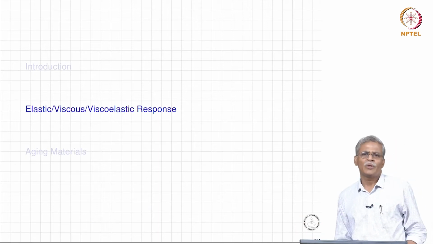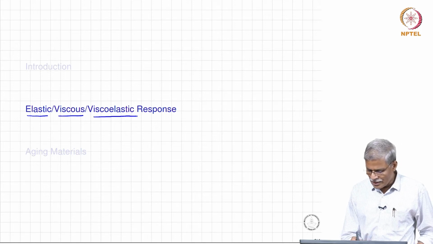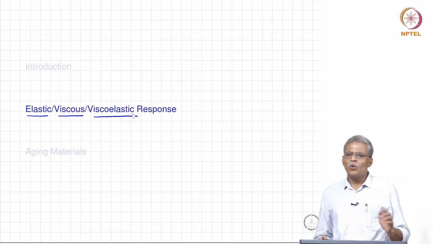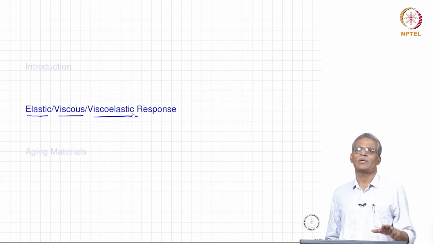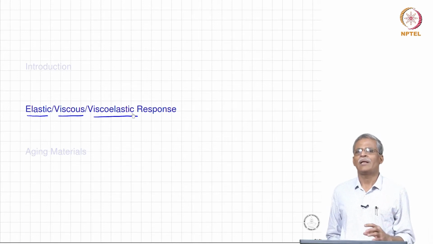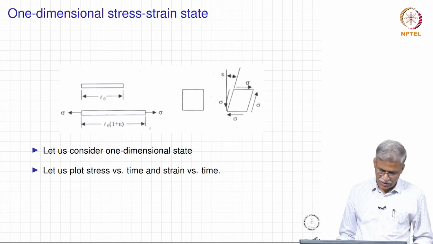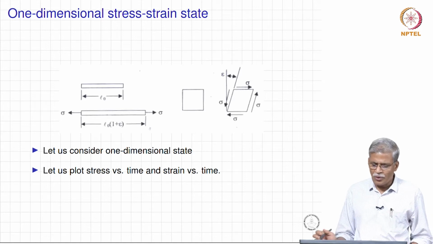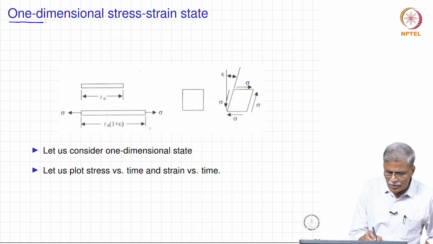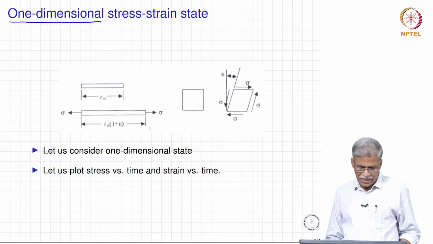So, now what we are going to do is look at what is elastic response, what is viscous response and what is viscoelastic response, and most of the motivation that I am going to present now in this particular section can be found in detail in chapter 1 of the reference that has been given earlier, right. So, we are going to now do a very simple experiment. What we are going to do, let me underline, is the one dimensional stress strain state.